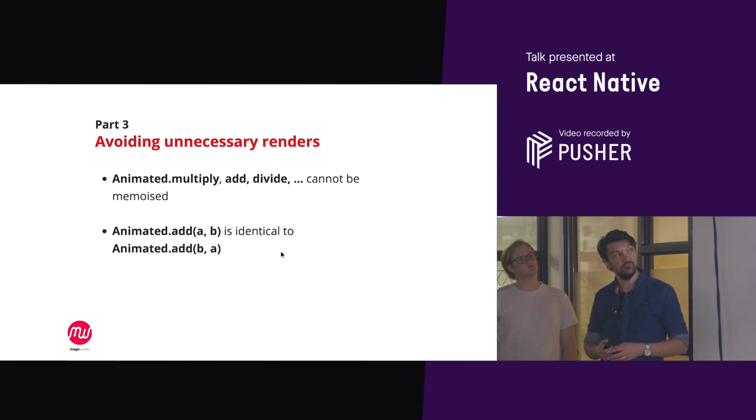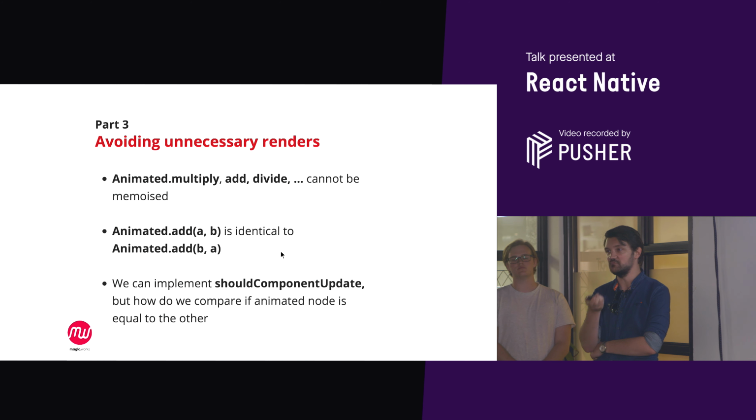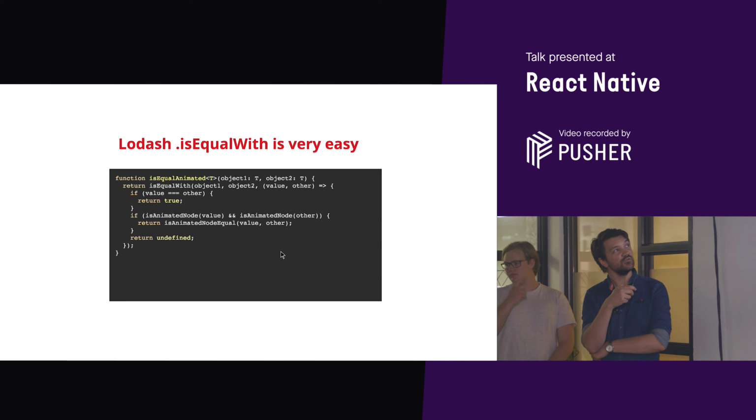So I guess the whole work that we've been doing is sort of avoiding any messages being sent over the bridge between the React Native and the native side. So we can implement an existing React method called shouldComponentUpdate. The question here is how do we compare if one value is the same as the other, if they're actually different objects. So we've used lodash isEqualWith, which allows us to compare two objects, and it would compare those two objects the same way as a component in React would compare them.